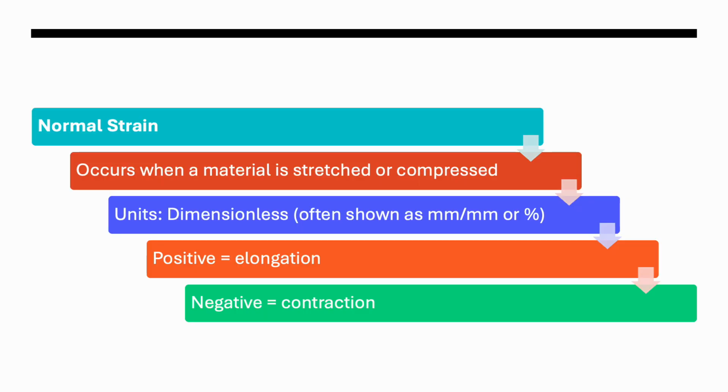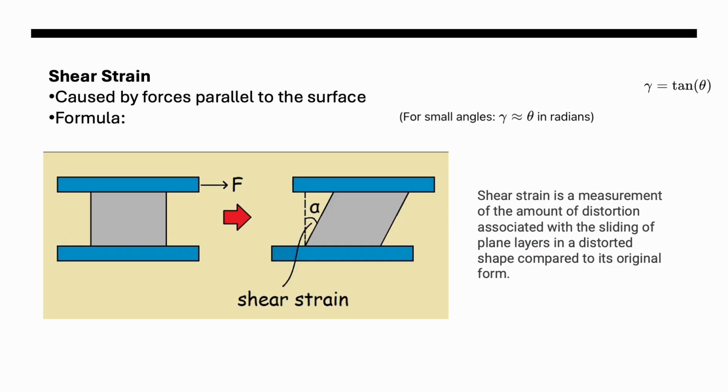And normal strain occurs when a material is stretched or compressed. The strain doesn't have any units, and it can be positive if we have elongation and negative if we have contraction. And shear strain is caused by forces parallel to the surface. So the formula will be gamma is equal to the tangent of the angle, for instance theta or alpha, like it is given here in this figure. So you have, for instance, on a T profile we have two flanges, one web, and on flanges we have one force.